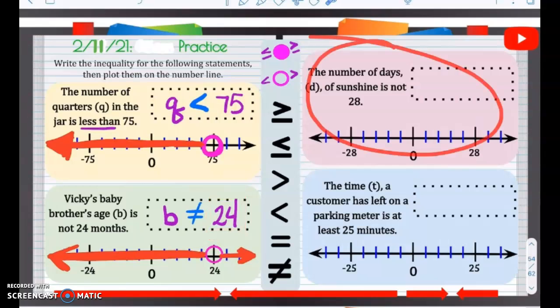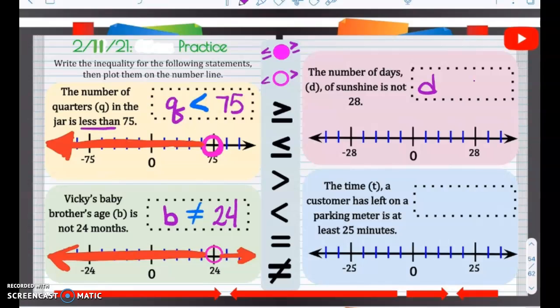All right, two more. The number of days, D, of sunshine is not 28. Oh my goodness, we have it again. So the number of days, D, is not 28. So if it's not 28, it's not going to be equal to 28. We are going to take that not equal to sign, that equal to with a line through it, and put that up here. Now, we're going to have an open circle because it's not 28. If it was 28, we would have a closed circle. But if it's not 28, we're going to have an open circle on positive 28 here.